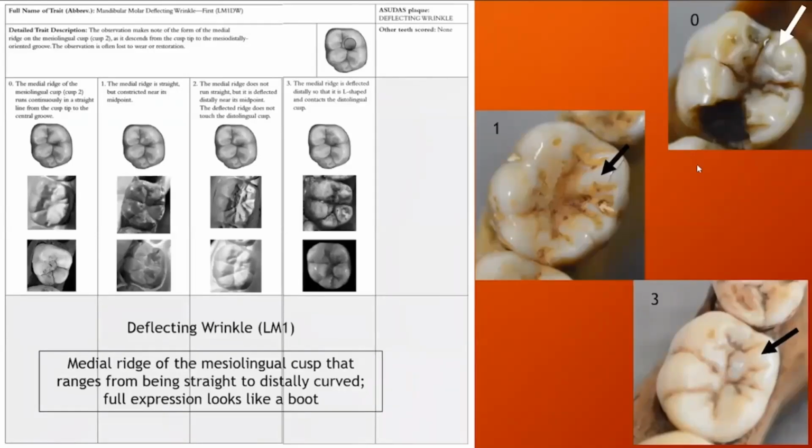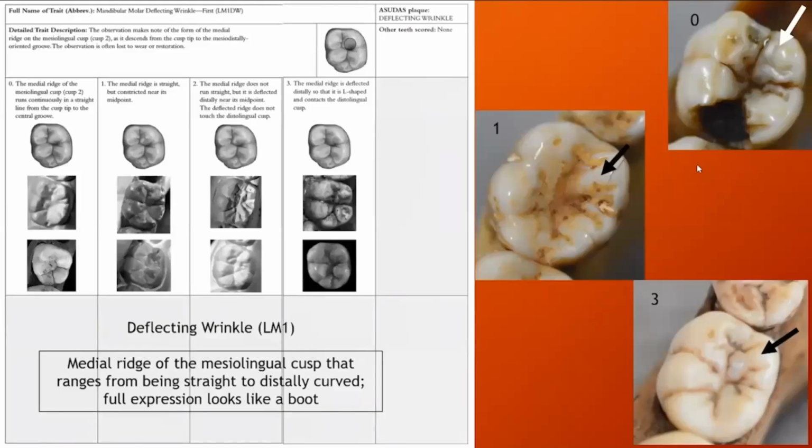And in the 3, as you can see highlighted there with the black arrow, it actually looks like a little boot. So that ridge deflects all the way back and touches the distal lingual cusp. It actually looks like it's kicking it a little bit. So that is the full expression of a deflecting wrinkle.